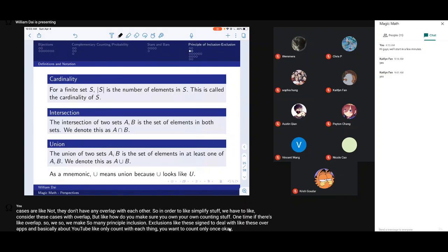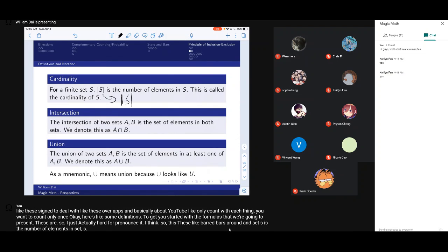Okay, and here are some definitions to get you started with the formulas that we're going to present. These bars around a set S denote the number of elements in set S. This is called the cardinality of set S. Say you have these 3 dots, then the cardinality is 3.